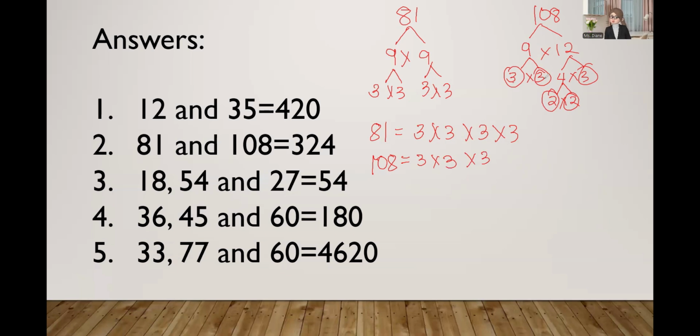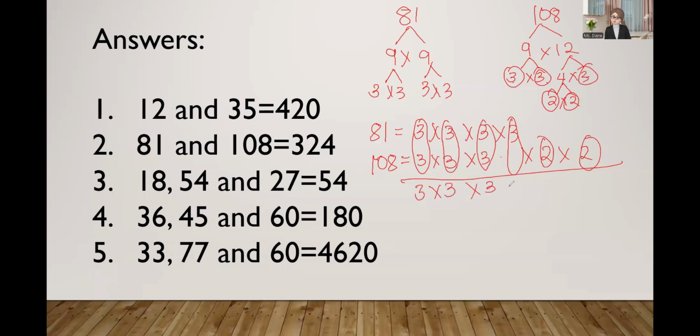How many? 1, 2, 3. And then we have 2 times 2 times 2. Bring down here, here, here, here, here, here. So 3 times 3 times 3 times 3 times 2 times 2.